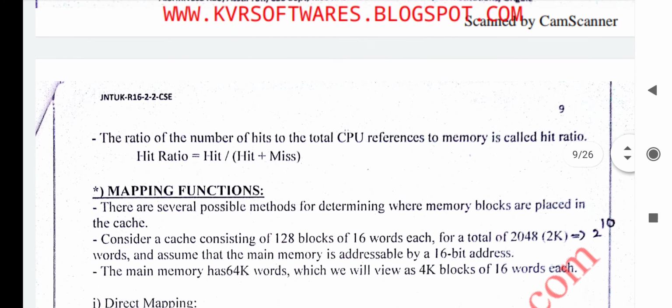Here the ratio of the number of hits to the total CPU references to memory is called the hit ratio. Hit ratio is equal to hits divided by hits plus misses. So if the hit ratio is increased, then the performance of the cache memory is also good, or you can say it is fine. Otherwise you can say the performance is low.